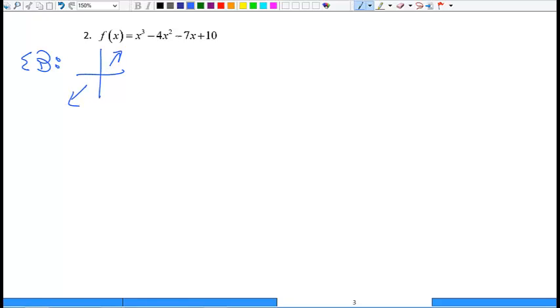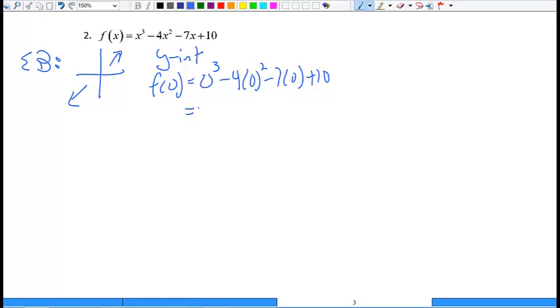Then let's look at the y-intercept, which is f of 0. So 0 cubed minus 4 times 0 squared minus 7 times 0 plus 10. And that would put it at crossing at 10. So I know 0, 10, I have a y-intercept there. Got an ordered pair.